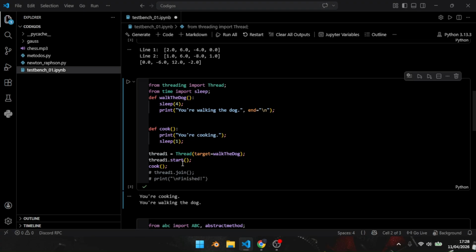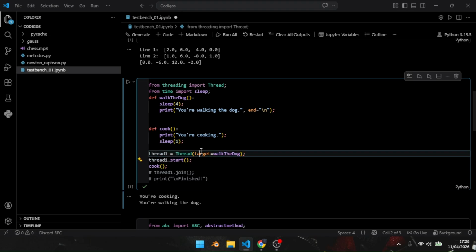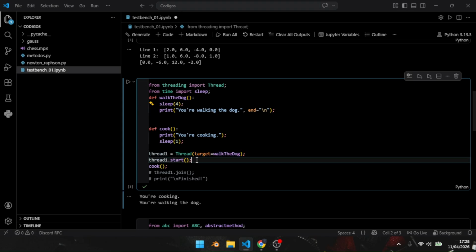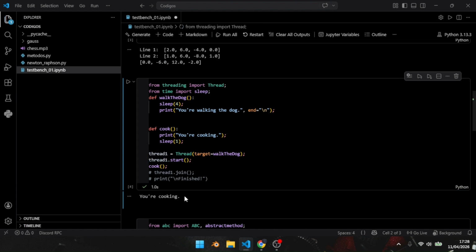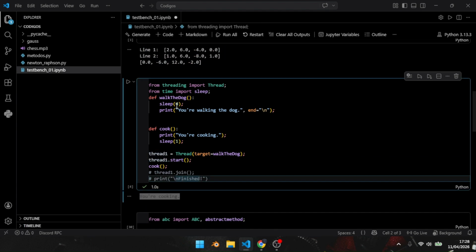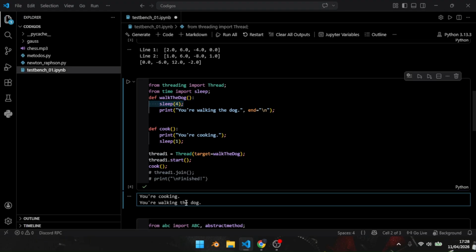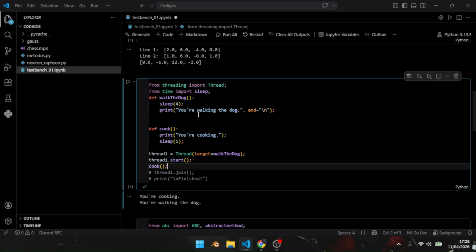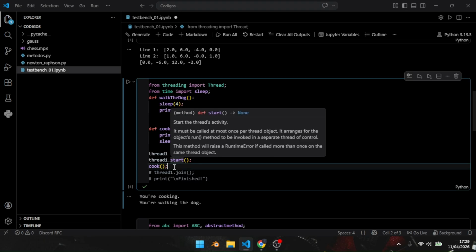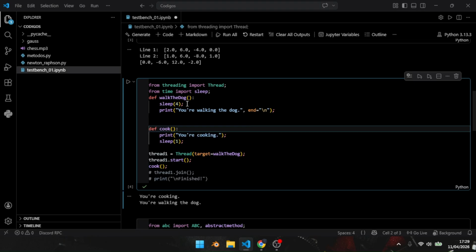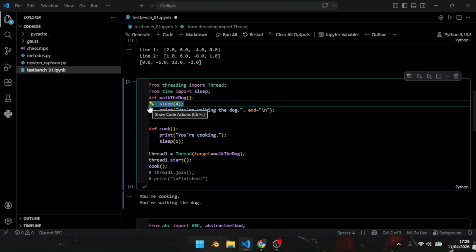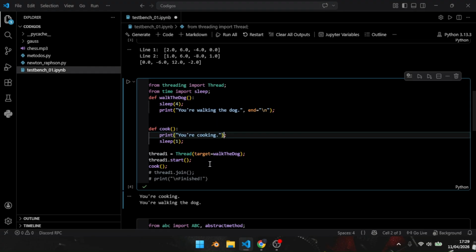Anyways, since we called walk the dog, technically it should wait those 4 seconds before calling the cook function. But as you can see, as soon as I run the code, we're already cooking, and then it waits 4 seconds, and then I'm walking the dog. That's because those two functions are working at the same time. So you cook, and you're waiting 4 seconds at the same time, and then you walk the dog. You know what I'm saying?